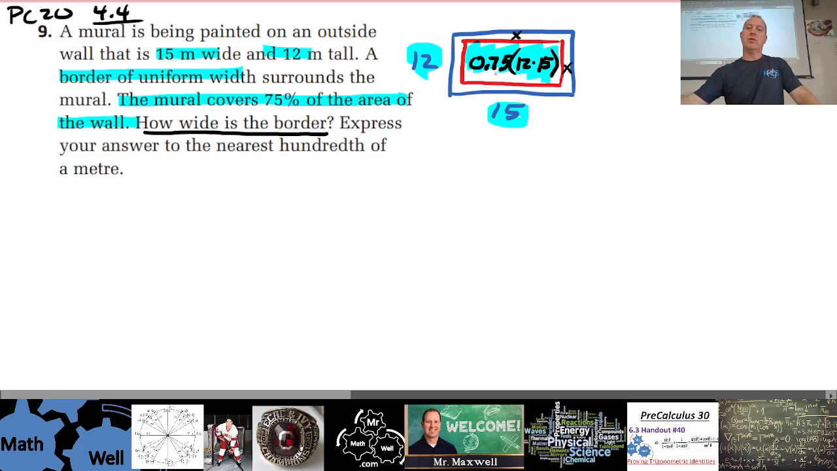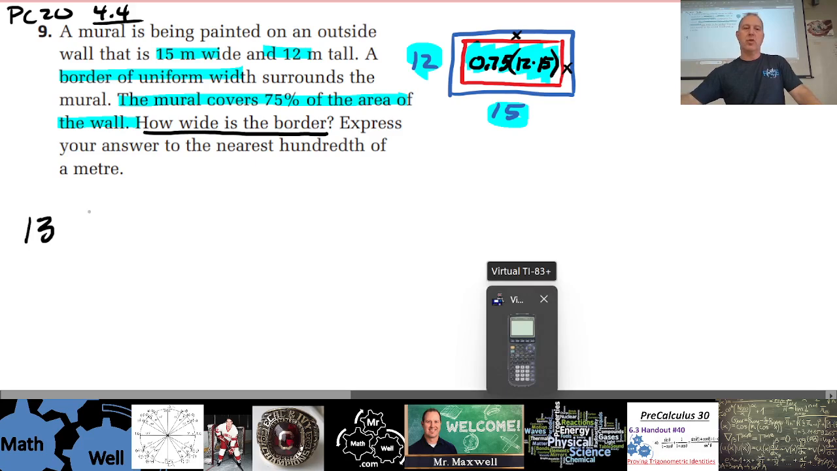There's no variables there. So what's 12 times 15 times 0.75? 135. 135? You did that already? Good. So 135, and that's going to be, I guess, square meters, what this mural is. So this is an area for the mural. So how can I represent the area of the mural given this information?